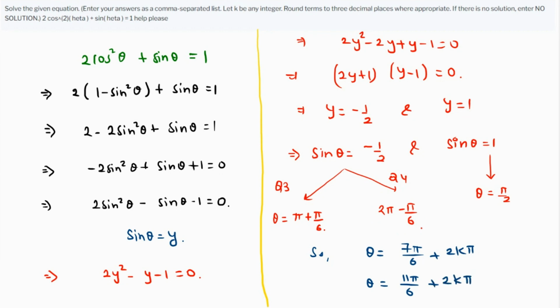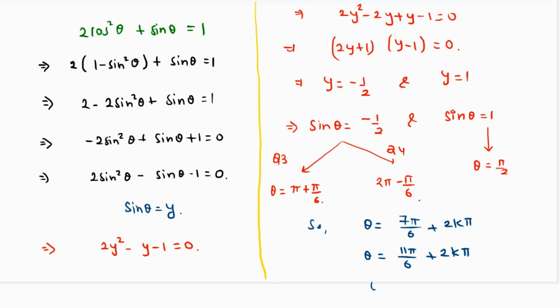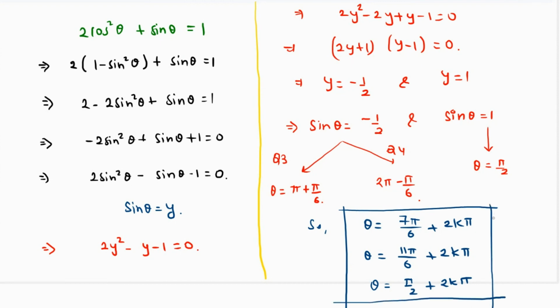And finally, theta will also be pi over 2 plus 2k pi. So these are the three solutions of this particular equation, general solution, where k is an element of integer.